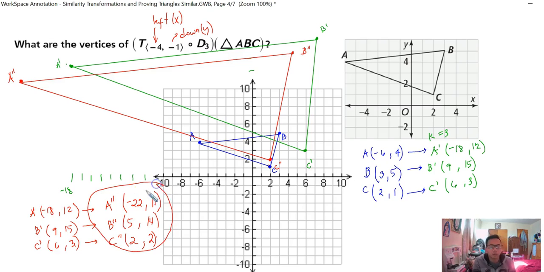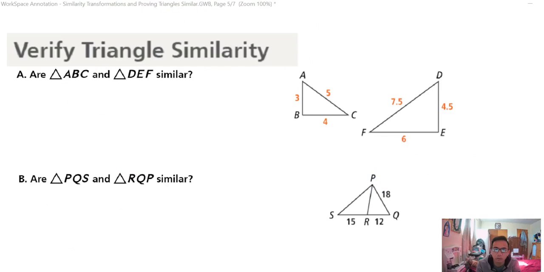the composition. We have A prime, it's negative 20 to 11. A double prime is negative 20 to 11. B double prime is 5 and 14, and C double prime 2, 2. Okay, let's go to the next one.